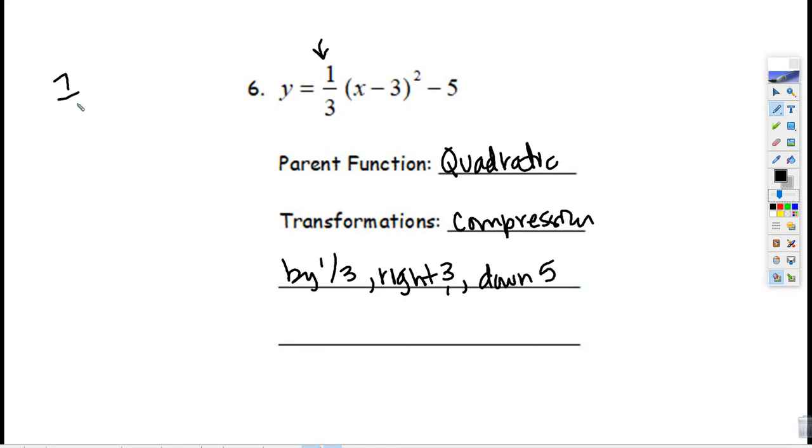Now I do want to make a note that just because you see a fraction does not make it a compression. There are fractions that are greater than 1. This is 2 point something. Okay, so definitely not a compression. It is definitely a stretch. So don't just assume because you see a fraction that it's a compression. Make sure that that fraction is less than 1 before you make that determination.